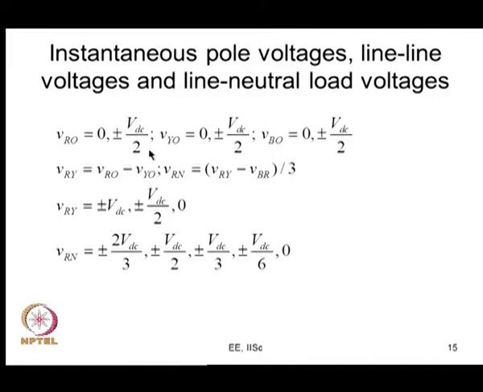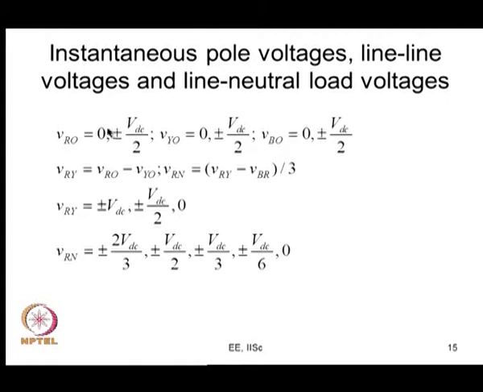So, when we look at this, let us look at the equations pertaining to that. This is the instantaneous voltage. As I mentioned, it can be plus or minus VDC by 2 only for a 2 level inverter. Now, it can be 0 also. So, VYO, VBO. So, VRY is VRO minus VYO, as in the case of 2 level inverter. Again, VRN is 1/3 of VRY minus VBR, as in the case of 2 level inverter. Here we assume a balanced 3 phase load.